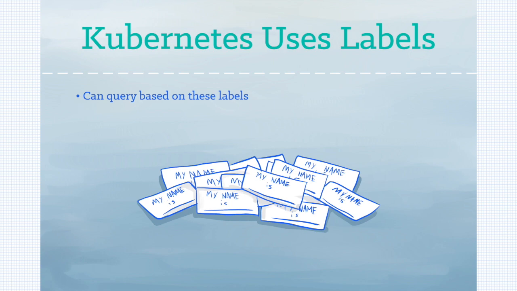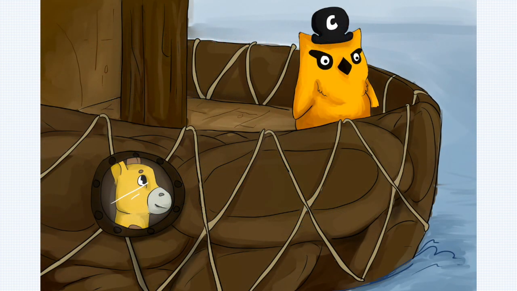Kubernetes uses labels as name tags to identify things, and it can query based on these labels. Labels are open-ended. You can use them to indicate roles, stability, or other important attributes. Captain Kubi suggested that the little app might like to move her container into a pod on board the ship. Fippy happily moved to Kubi's giant boat, and it felt like home.